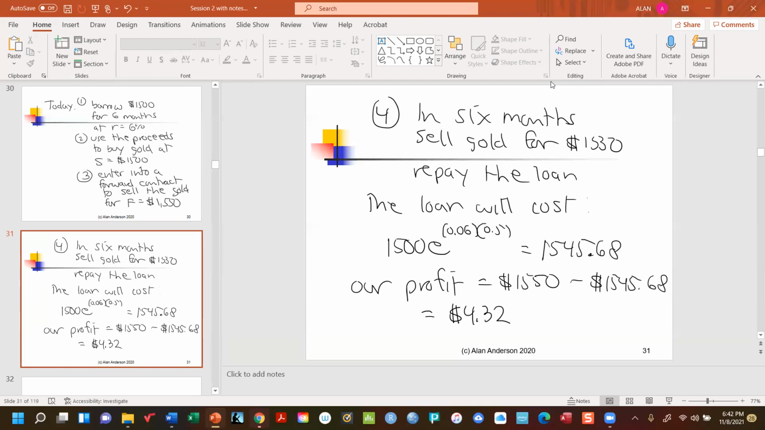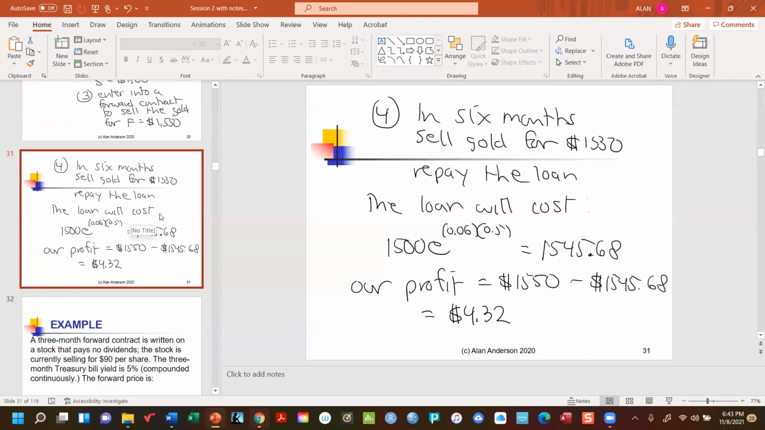Now, this profit is considered to be risk-free because we didn't use any of our own money to do this. And the price that we locked in is guaranteed. So we're able to take advantage of a mispriced forward ounce of gold. The forward price of gold is incorrect. We were able to take advantage of that and put a risk-free $4.32 into our pocket. So this is what we mean by an arbitrage opportunity.